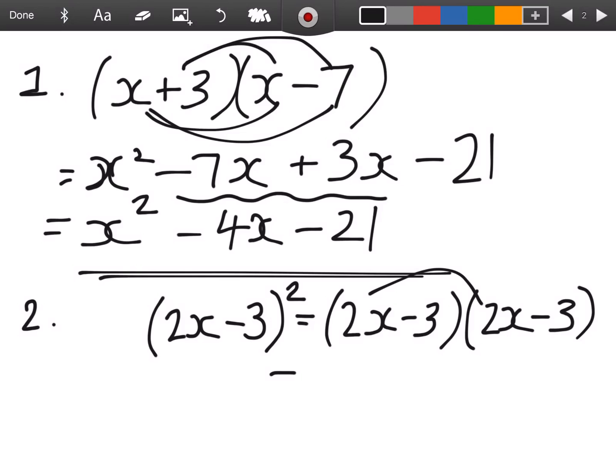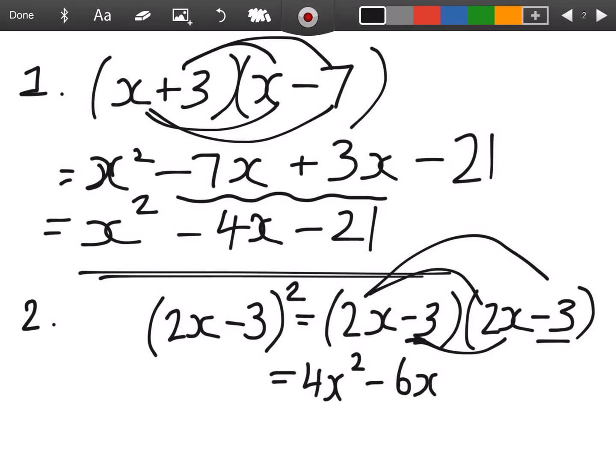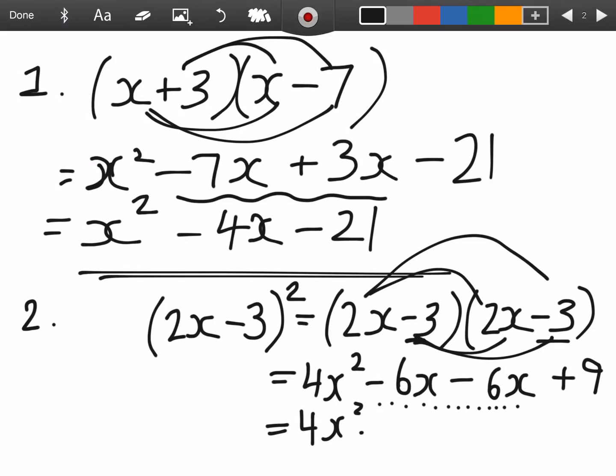2x times 2x, 4x squared. 2x times negative 3, negative 6x. And now we're going to multiply the negative 3 by both terms. Negative 3 times 2x. And negative 3 times negative 3. Two negatives give a plus 9. And again, collect any like terms together. 4x squared, negative 6, take away another 6 more, we're actually negative 12x altogether. There we go.